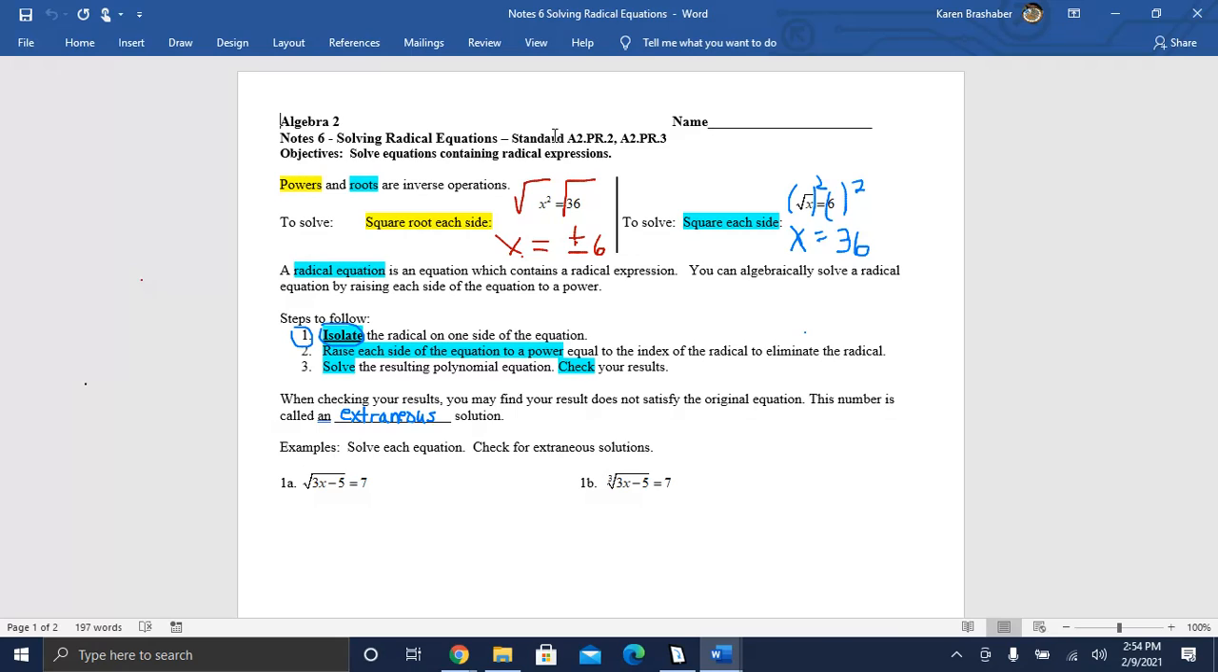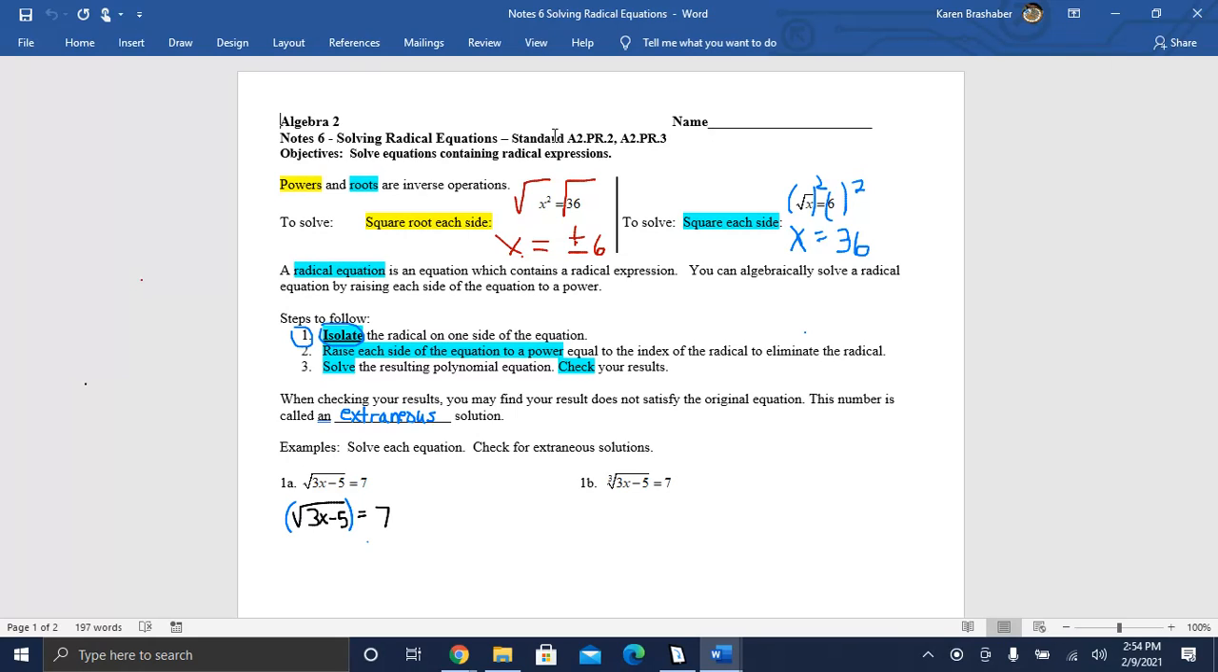So I thought I would look first of all at a basic square root equation like 1a here, where we have square root of 3x minus 5 equaling 7. So what we'll do is notice that the square root is the only expression on the left-hand side of the equal sign. So that means it's isolated, it's by itself.